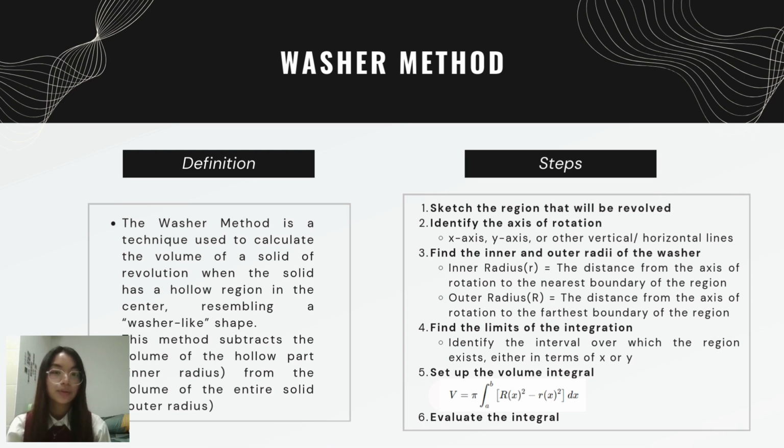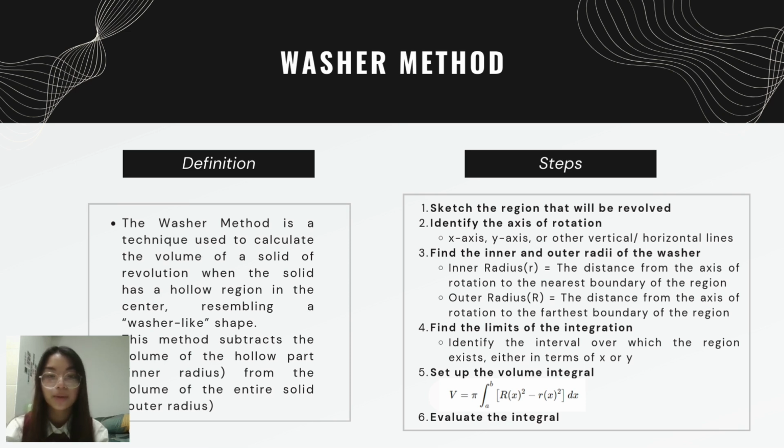Now let us move on to the washer method. So the washer method is essentially a technique used to calculate the volume of a solid of revolution when the solid has a hollow region in the center, resembling a washer-like shape. This method subtracts the volume of the hollow part, which is the inner radius, from the volume of the entire solid, which is the outer radius.